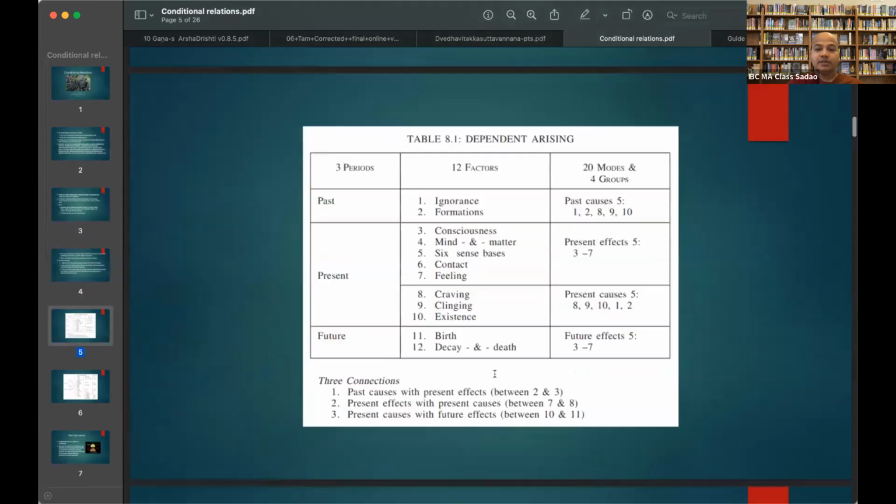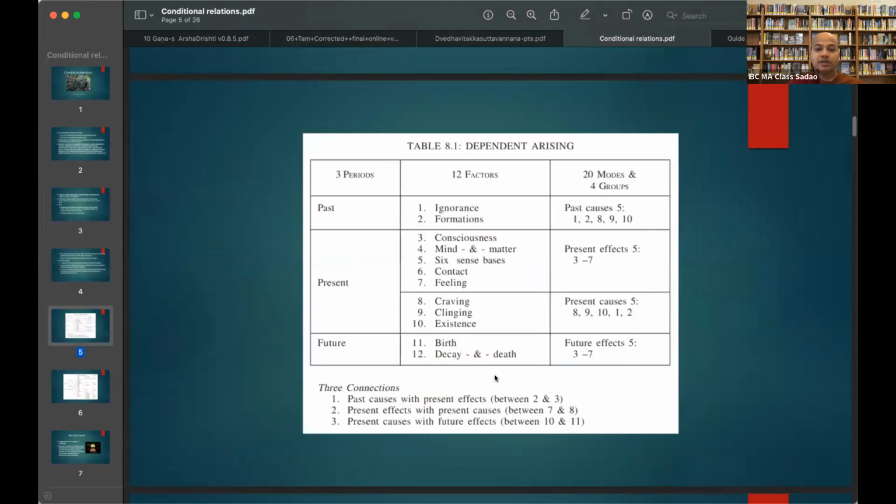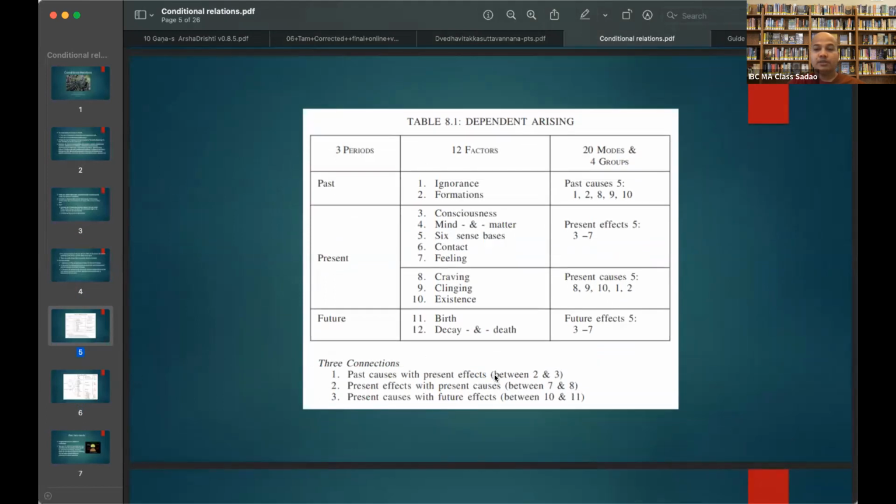Let's look at the charts here. Here it is relatively put in a simpler way. Three periods, past, present, and future, 12 factors, 20 modes, and four groups. So you see four groups already, 1, 2, 3, 4, right? 20 modes. Now, let's pay a little bit of attention to this past cause. So there are five factors regarded as past cause. 1, 2, right? This is normally when you talk about past life, ignorance and formations.